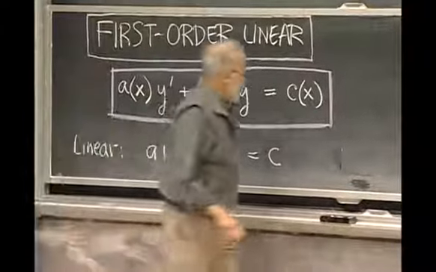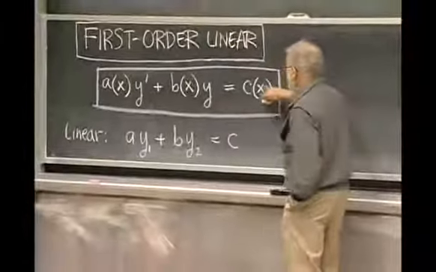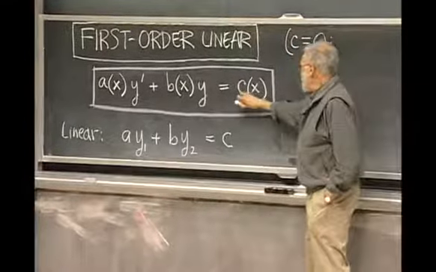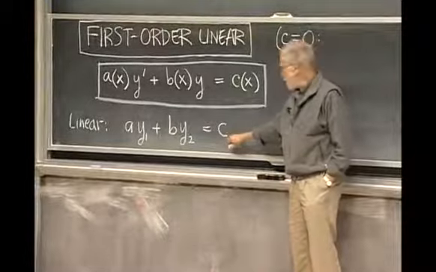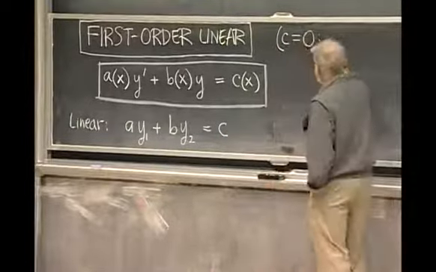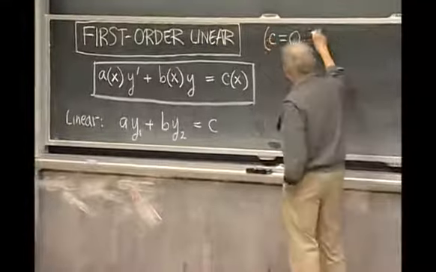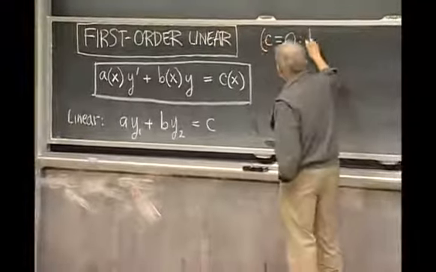A little bit of terminology. If c is equal to 0, it's called homogeneous, the same way this equation is called homogeneous, as you know from 18.02, if the right-hand side is 0. So c of x I should write here, but I won't. That's called homogeneous.